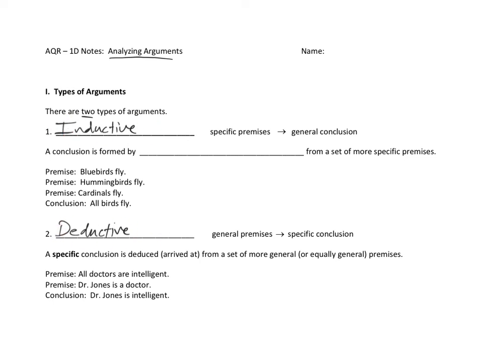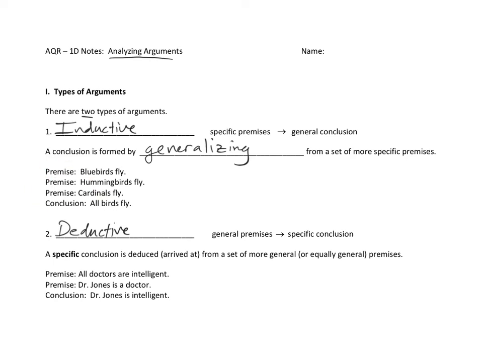So inductive arguments, we'll start here with inductive, start with specific premises and go to a general conclusion. This is what we usually end up calling a generalization. And we can say the conclusion is formed by generalizing from a set of specific premises. So here is an example of that.